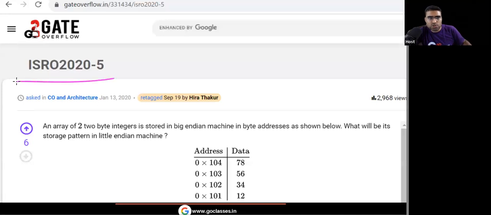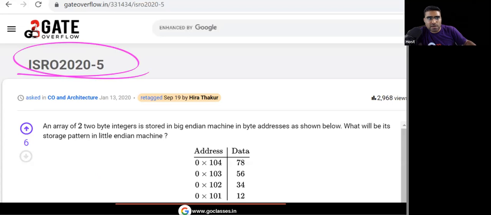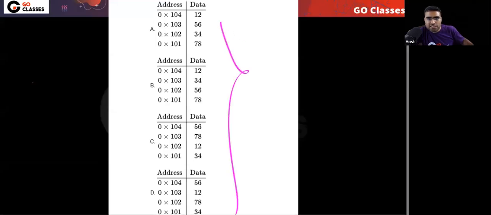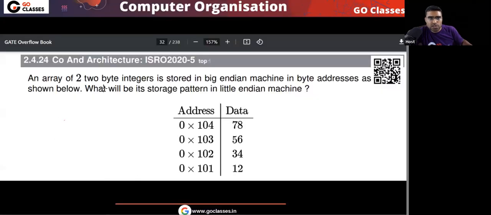Now let's solve this ISRO 2020 question. This is a beautiful question in the ISRO exam. Let's read the question and solve it. There are 4 options, A, B, C, D.